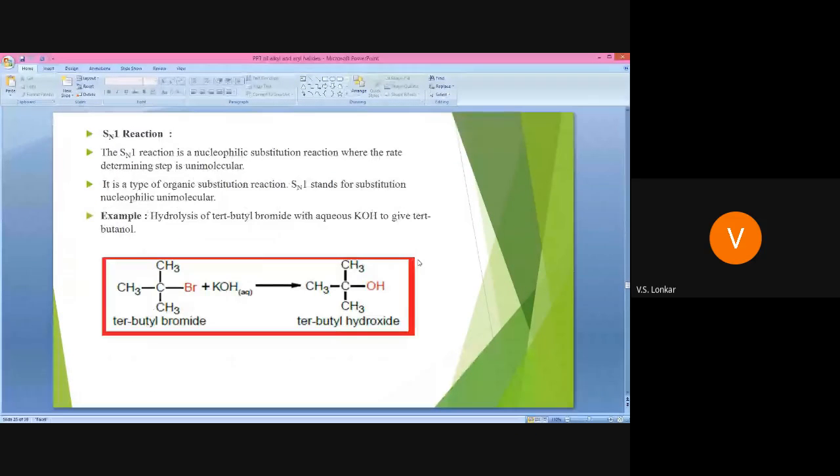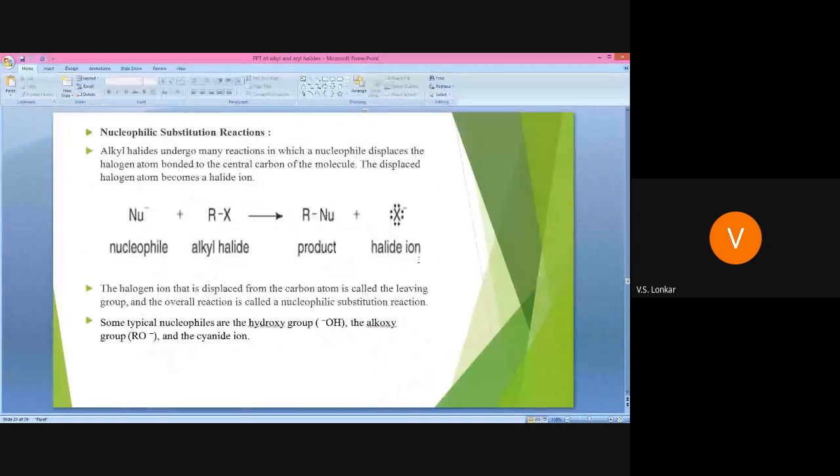In a substitution reaction, a nucleophile displaces the halide group which is present in the alkyl halide. There is formation of a new product, and the halide group is eliminated from the alkyl halide as a leaving group. There are some typical nucleophiles: hydroxyl group, OH minus, alkoxy group RO minus, and cyanide ion, CN minus. These reactions are very important reactions of alkyl halide.